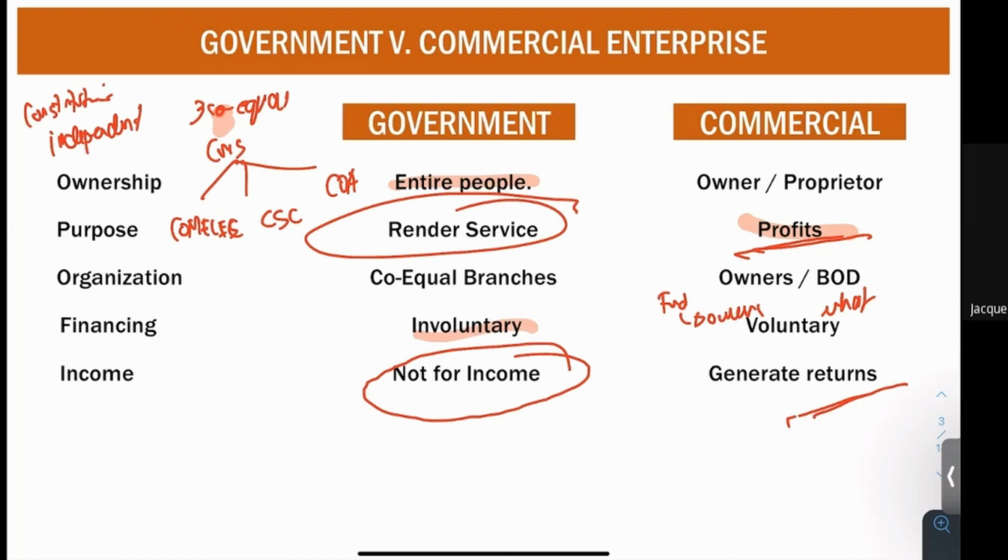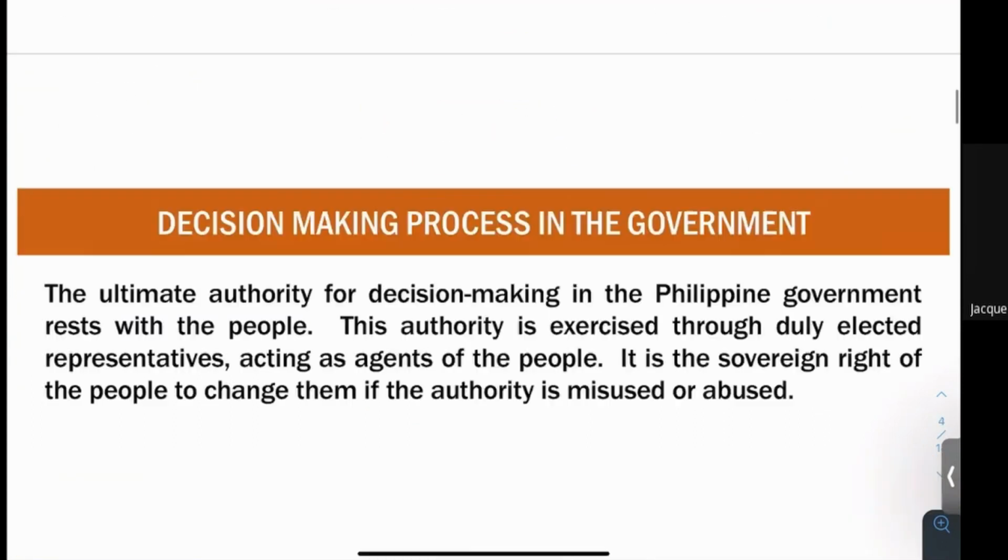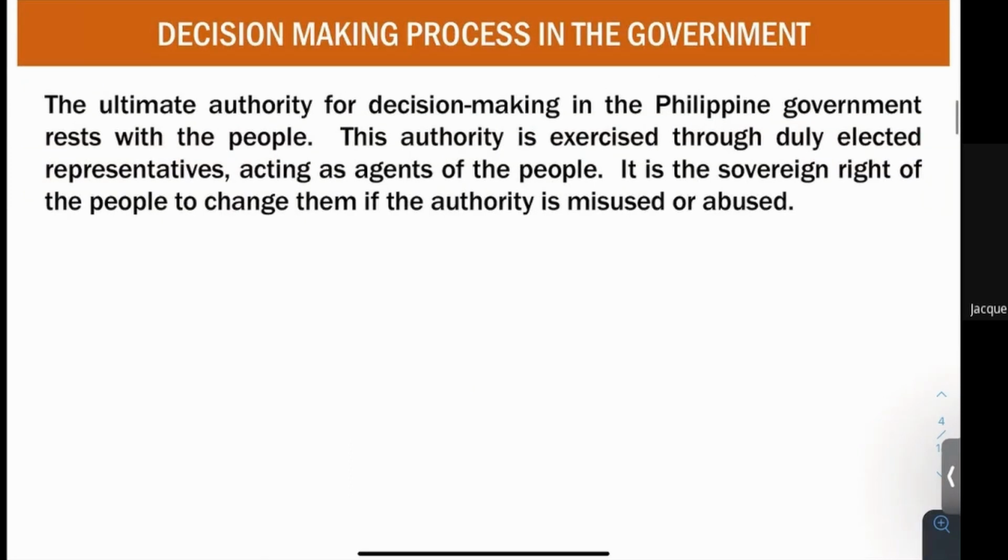Now, after differentiating government versus commercial enterprise, let's go to who makes the decision-making process in the government. So who has the authority to decide in the government? Our premise a while back is that it is the people who own the government. So the ultimate authority for decision making in the Philippine government rests with the people. So still, it is the people.